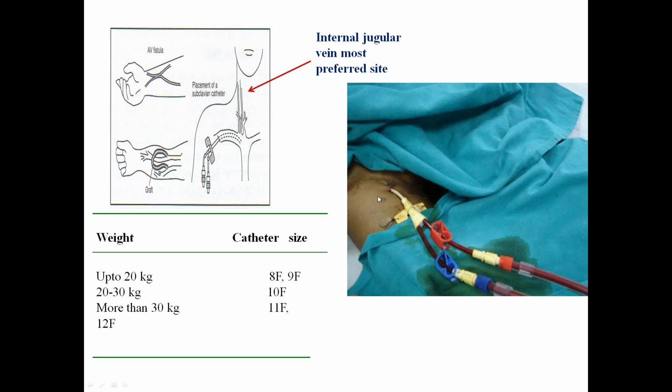And this is a typical double lumen hemodialysis catheter, which can be inserted either into the femoral vein, the internal jugular vein, or the subclavian vein. In older children, you can have arteriovenous fistulas and arteriovenous grafts also. But the most preferred site is the internal jugular vein, because it tends to get infected the least, and the catheter tends to stay for longer periods, so you can do prolonged dialysis for even up to 3 to 6 months with a single catheter. And the choice of catheter size is based on the weight of the patient.